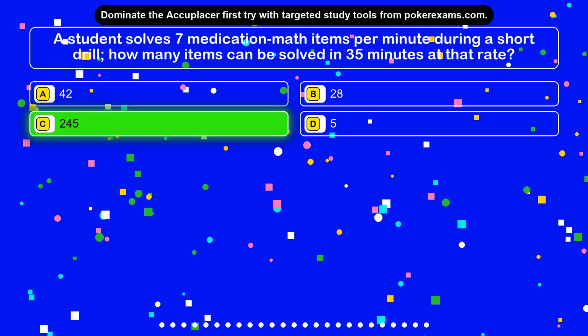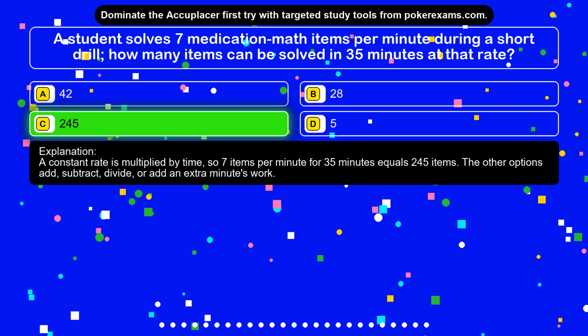The correct answer is option C, 245. A constant rate is multiplied by time, so 7 items per minute for 35 minutes equals 245 items. The other options add, subtract, divide, or add an extra minute's work.